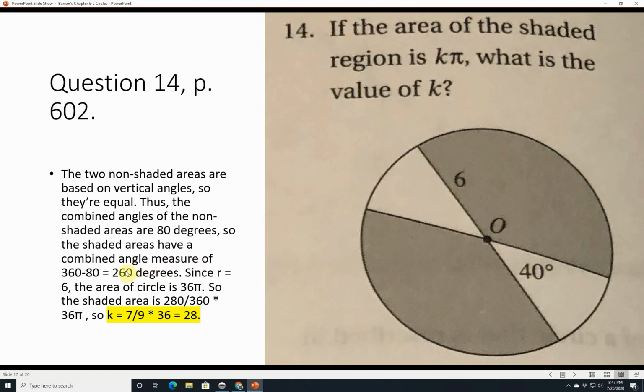Oops. Anyway, since r is equal to 6, the area of the circle is 36 pi. So the shaded area is 280 divided by 360, not 260 divided by 360. Sorry about the typo. So, 280 over 360 times 36 pi. We know that 7 times 40 is 280 and 9 times 40 is 360. So k is equal to 7 over 9 times 36. 1/9 of 36 is 4, so it becomes 7 times 4, which is equal to 28.